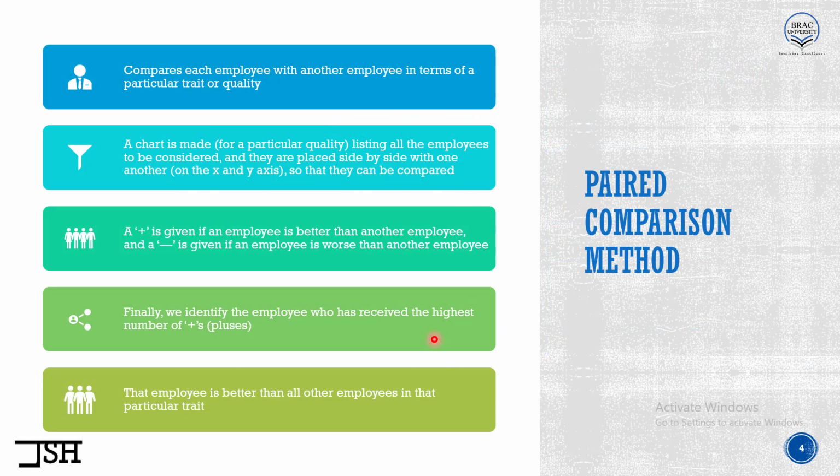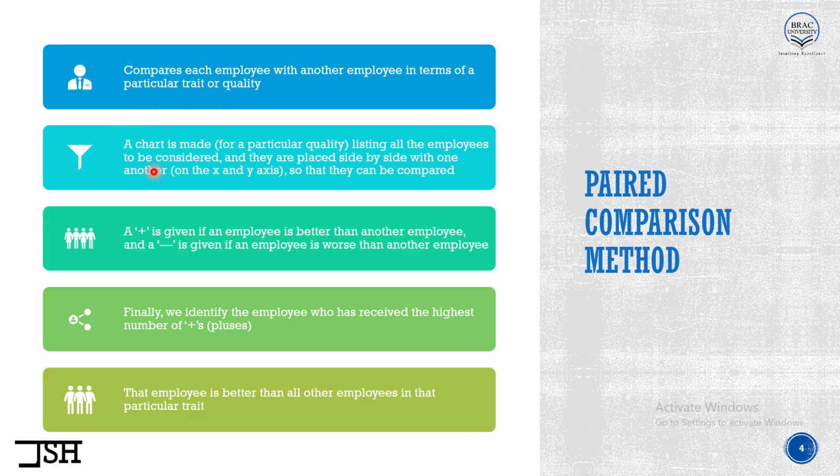Alright, we are back from the whiteboard. So we have seen in detail how to use a paired comparison method, right? Now, just to make sure that you have learned all the points properly, I'm going to just read these points out. So the first point in paired comparison method is compare each employee with another employee in terms of a particular trait or quality. So yes, that is exactly what we did there. We compared employees in pairs.